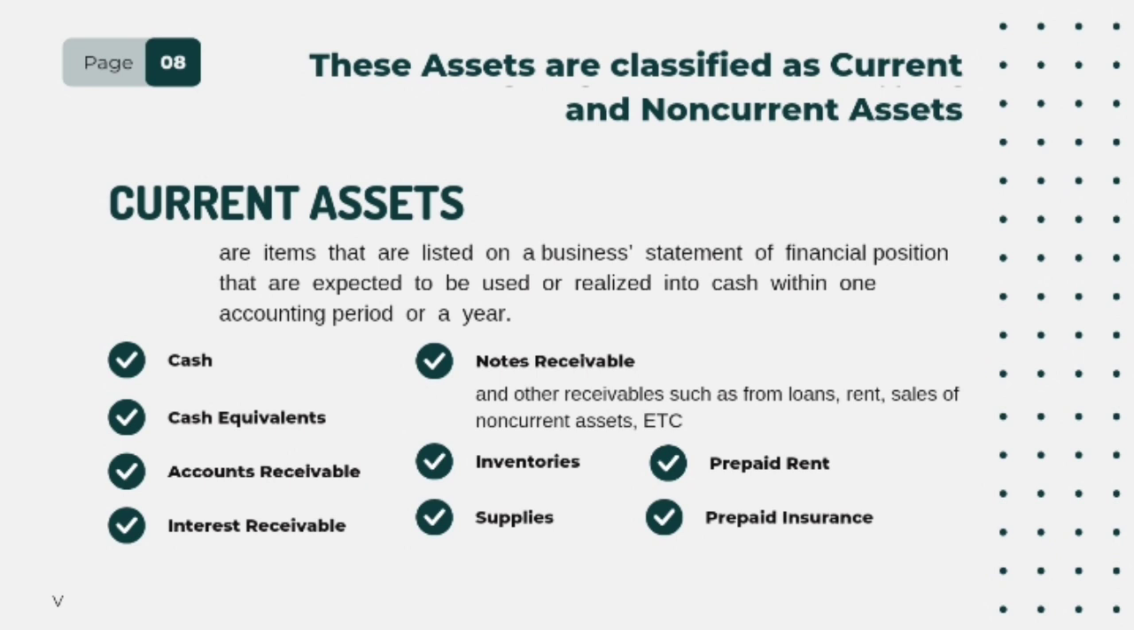Examples of current assets are cash, cash equivalents, accounts receivable, interest receivable, notes receivable, and other receivables such as from loans, rents, sales of non-current assets, and etc. Other examples are inventories, supplies, prepaid rent, and prepaid insurance.